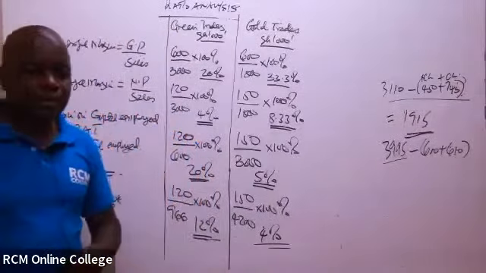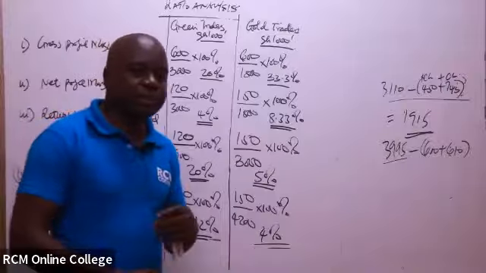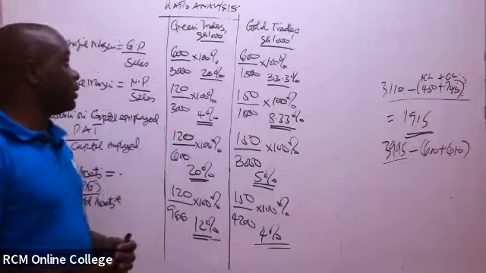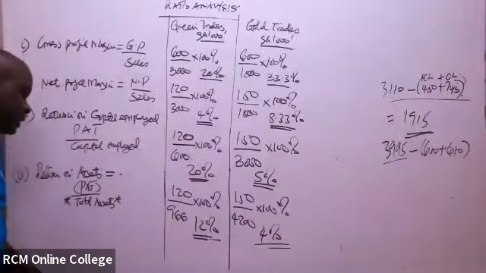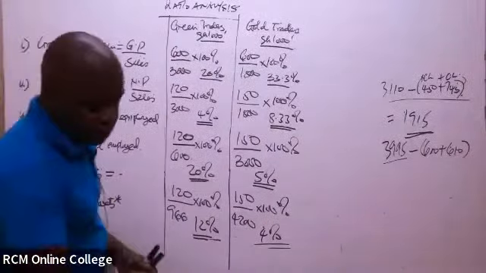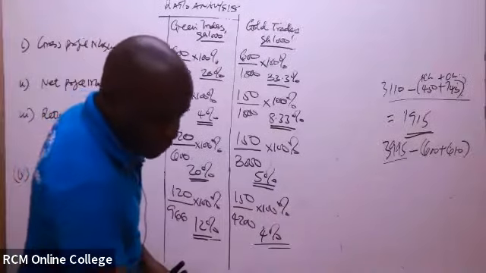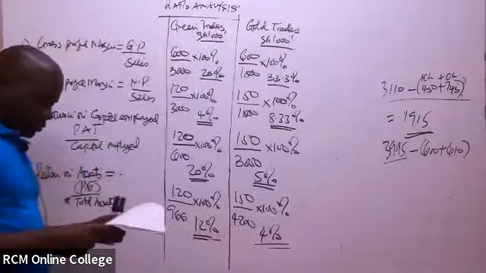So it means there is no adequate efficiency in terms of utilization of assets in these gold traders compared to green traders. Then the next one, you've actually been called upon to compute.